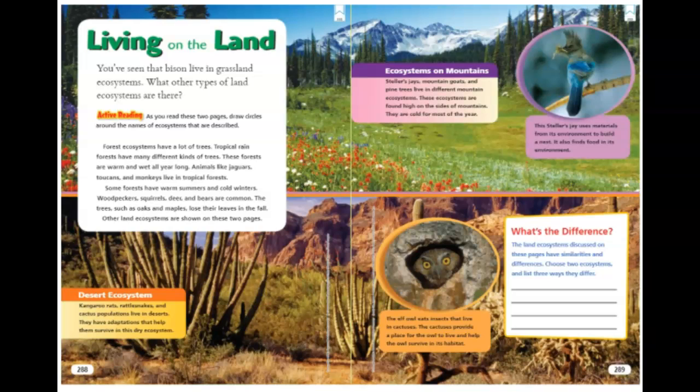Ecosystems on mountains. Steller's jays, mountain goats, and pine trees live in different mountain ecosystems. These ecosystems are found high on the side of mountains. They are cold for most of the year. The Steller's jay uses materials from its environment to build a nest. It also finds food in its environment. The elf owl eats insects that live in cactuses. The cactuses provide a place for the owl to live and help the owl survive in its habitat.